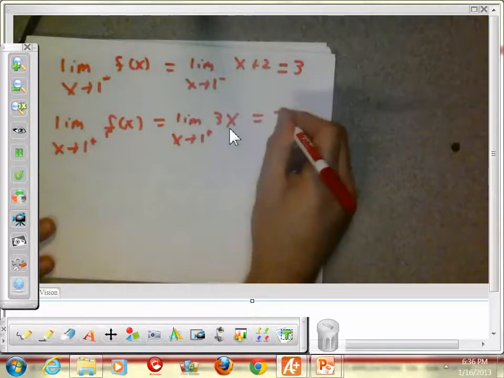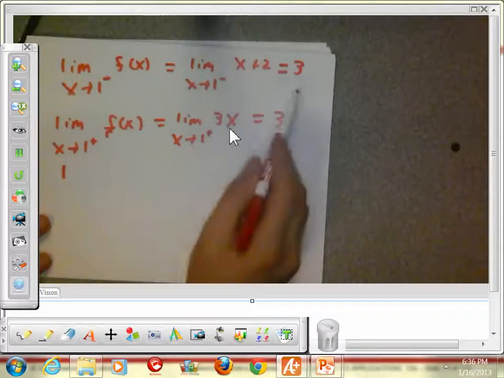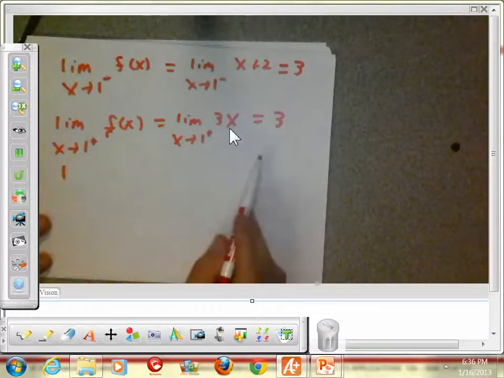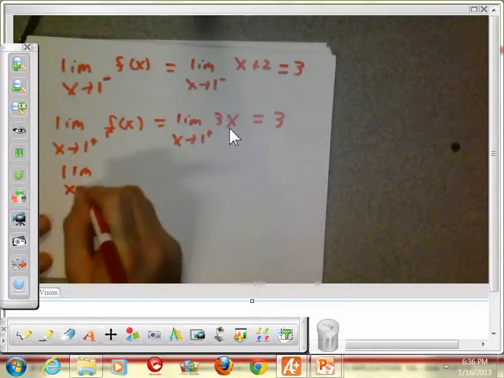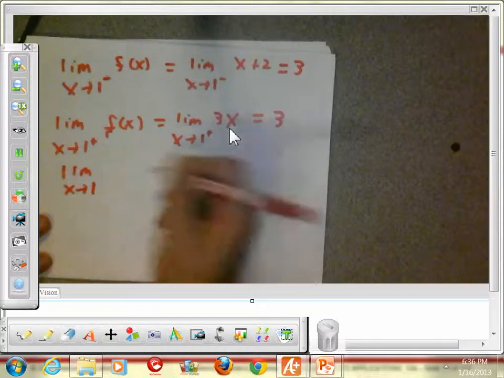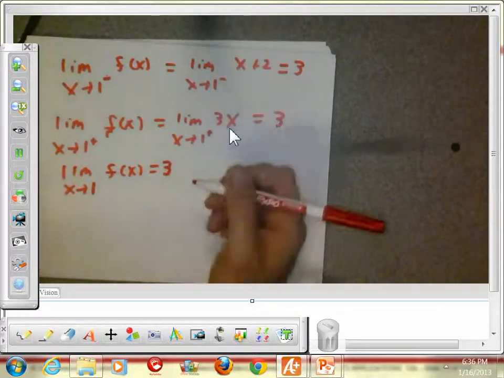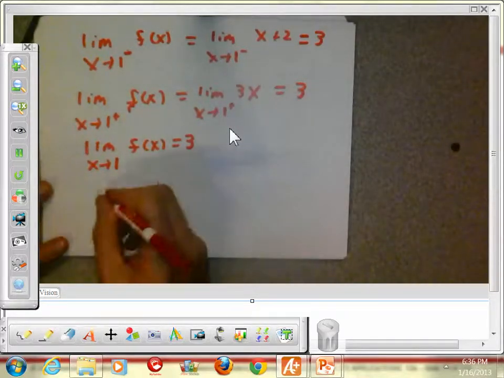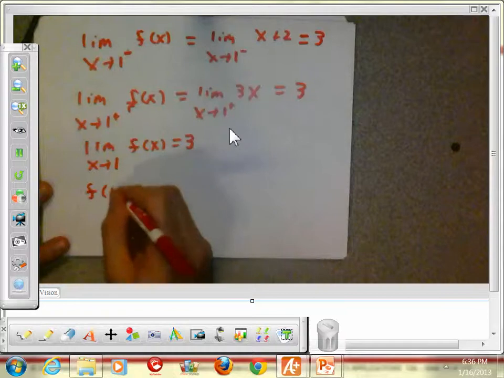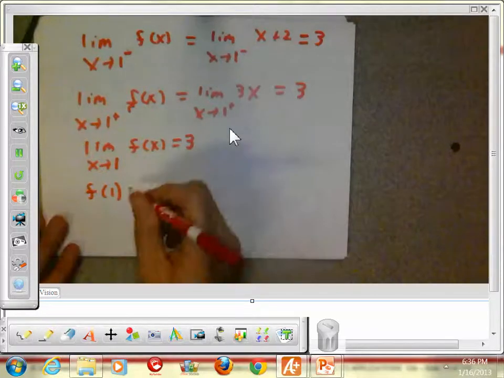So that means since if we approach from the left we get 3, and if we approach from the right we get 3, then the limit as x goes to 1 of f of x equals 3. The limit exists because it doesn't matter if we go from the left or the right. Now, the other thing we have to know is what f of 1 equals. So remember, to find out if it's continuous, first we find what the limit is. Well, the limit is 3. Then we find out what the value of the function is at that point.